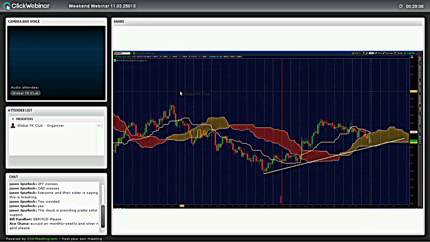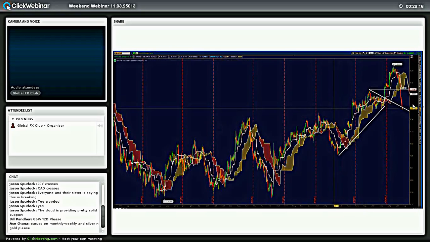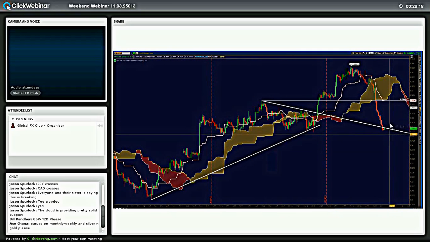Euro dollar on the monthly and weekly, and silver and gold. All right, no problem. Right now we have euro dollar on the four hour. I know you said monthly and weekly, just wanted to point out that euro dollar is right now retesting that trend line. So let's see what happens with that.